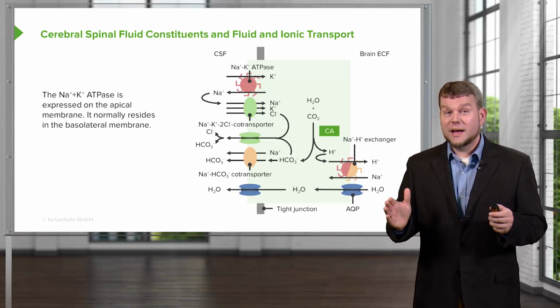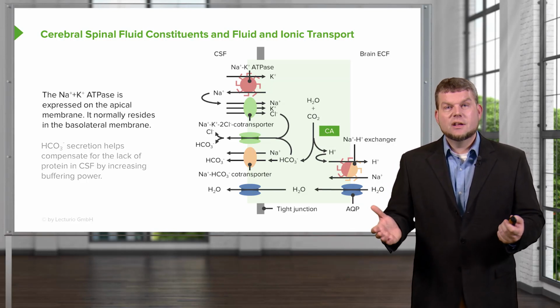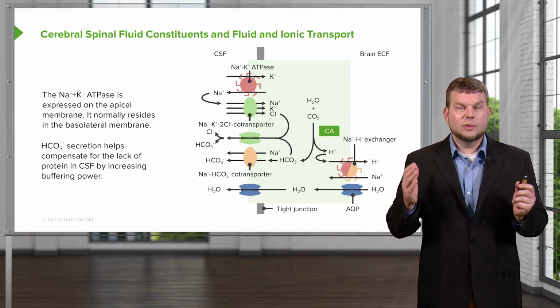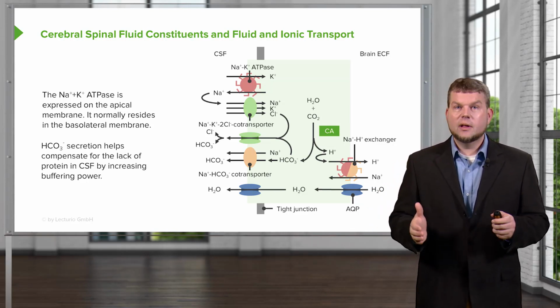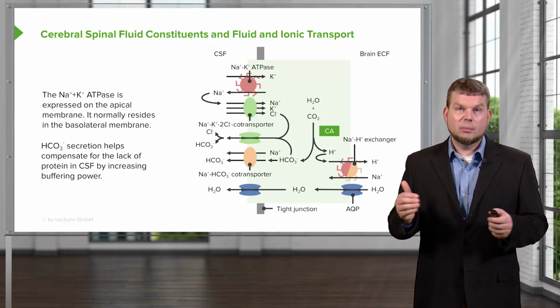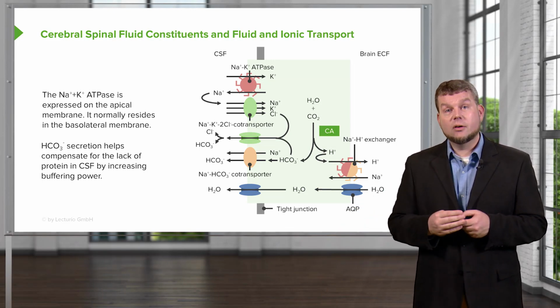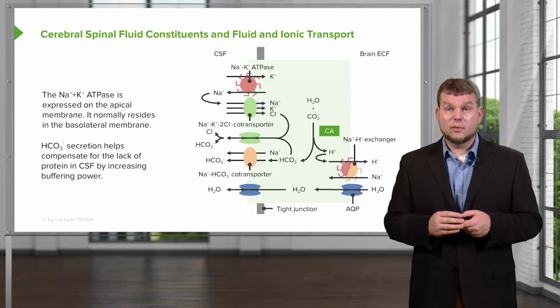So why do you need the bicarb there? It's because you don't have any proteins. Your protein level in cerebrospinal fluid is really, really low. And without proteins around, you lose some of the buffering capabilities that you have in the blood. Therefore, you need to have a higher amount of bicarb in cerebrospinal fluid.